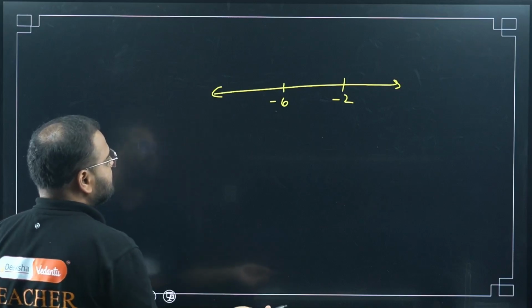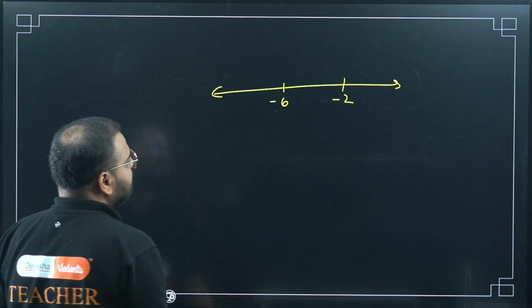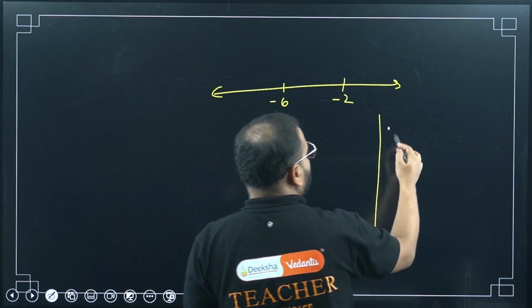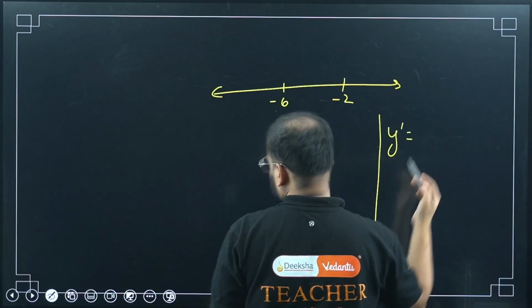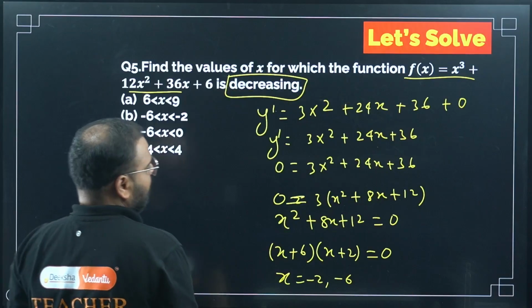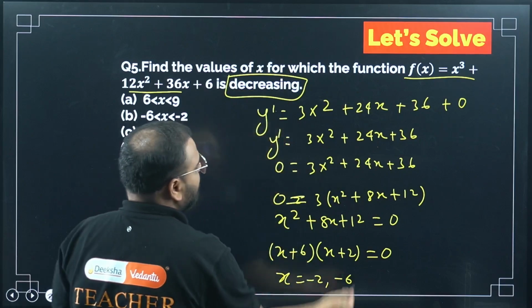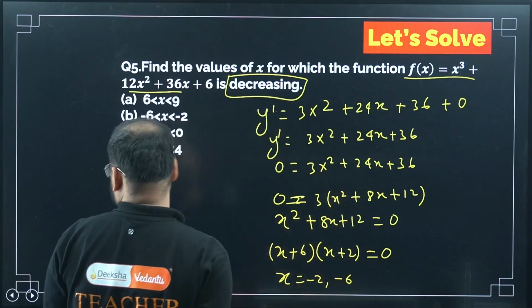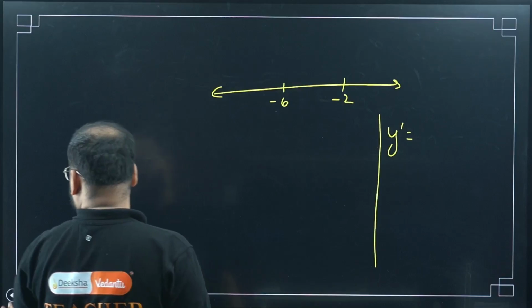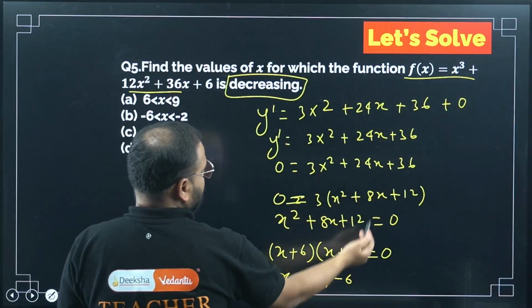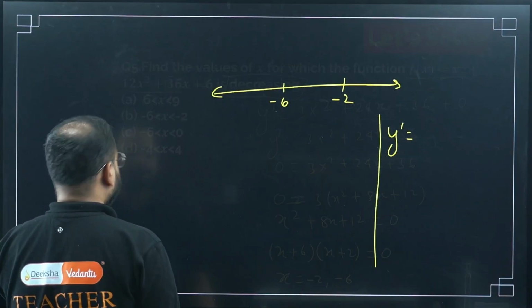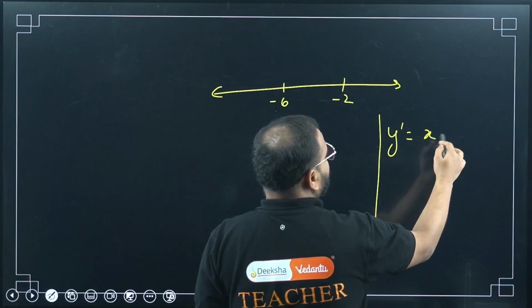What is my derivative first, okay? I'll write it here. Derivative is y dash equals 3x square plus 24x plus 36, okay? Or I can simply see this as x plus 6, x minus 2. I can see this from here also.